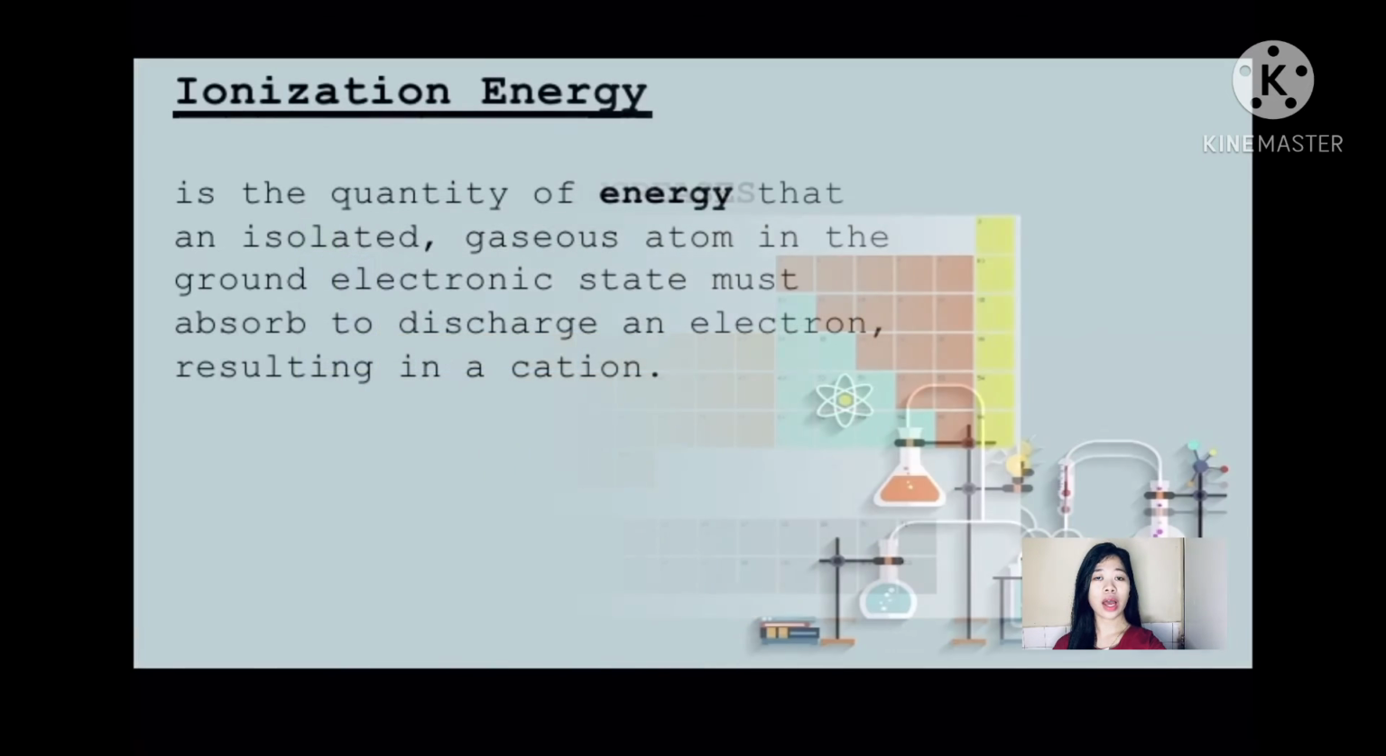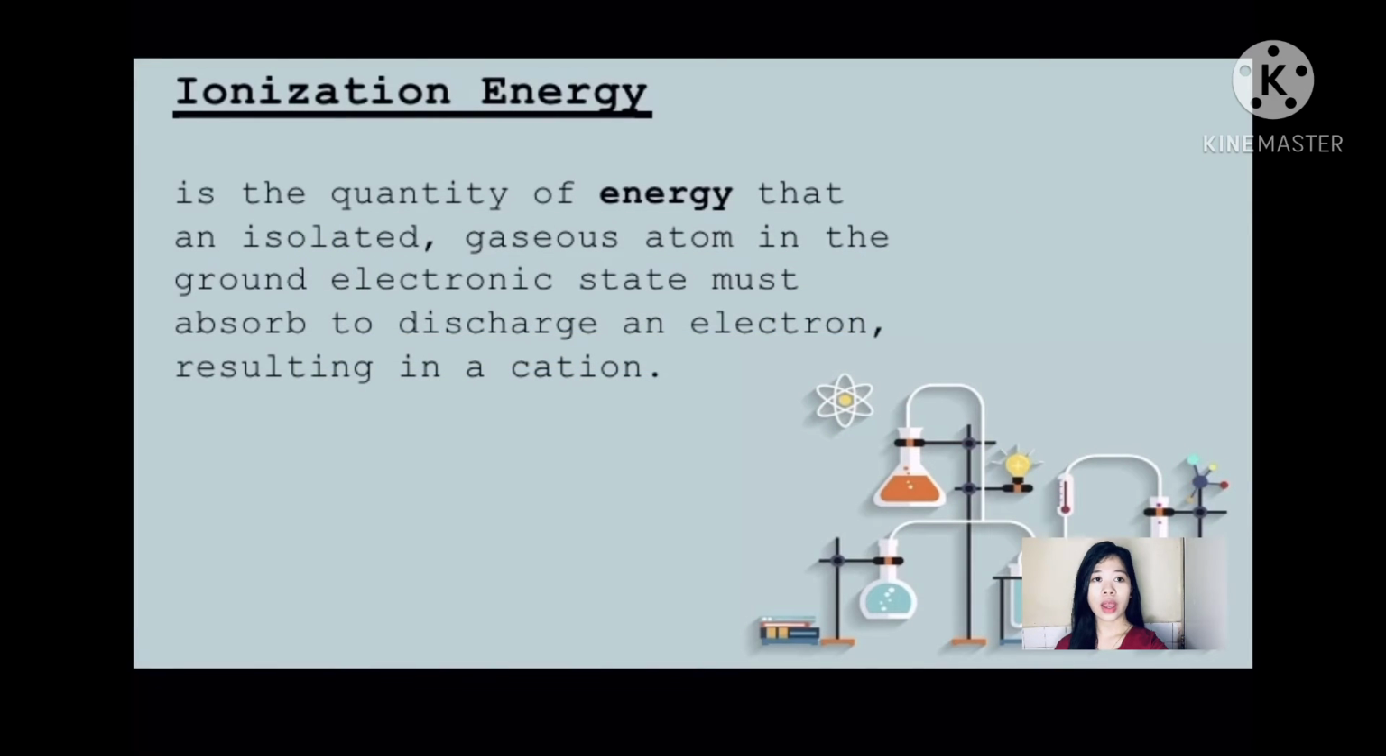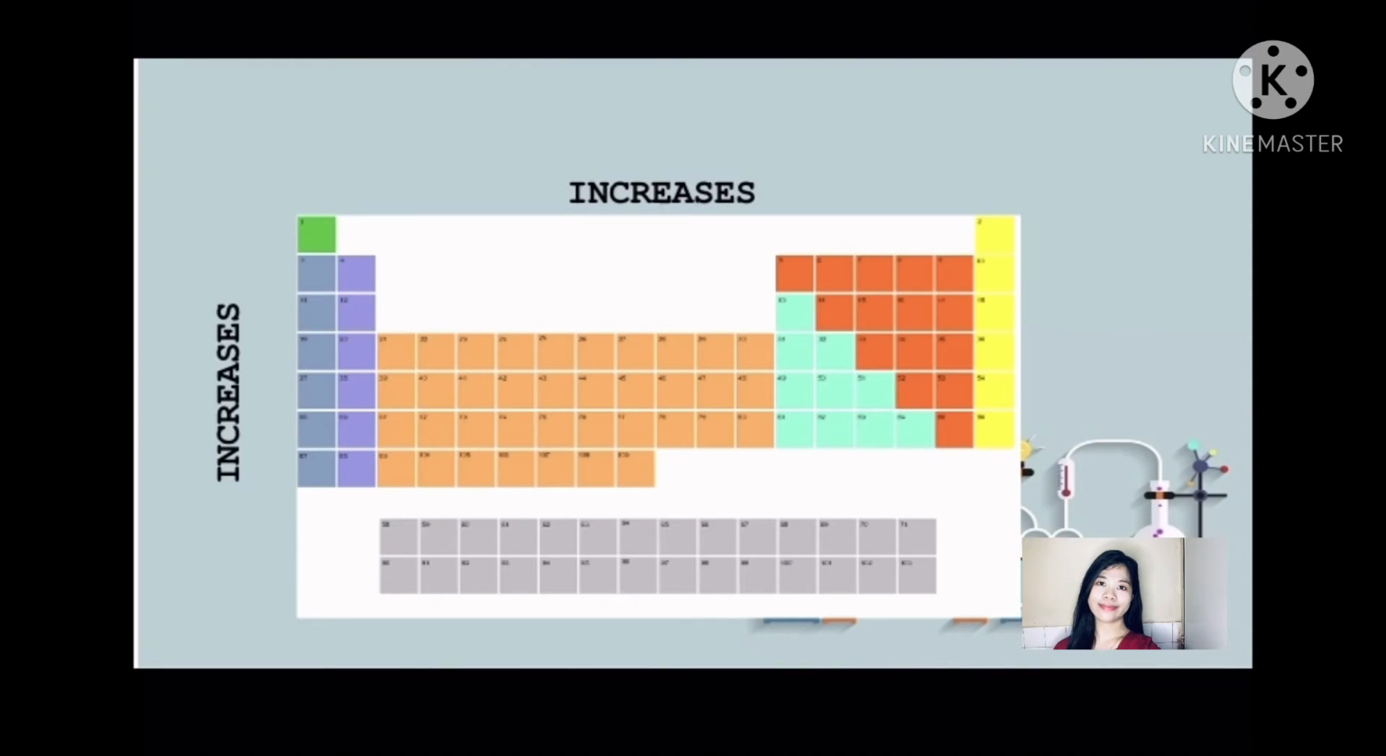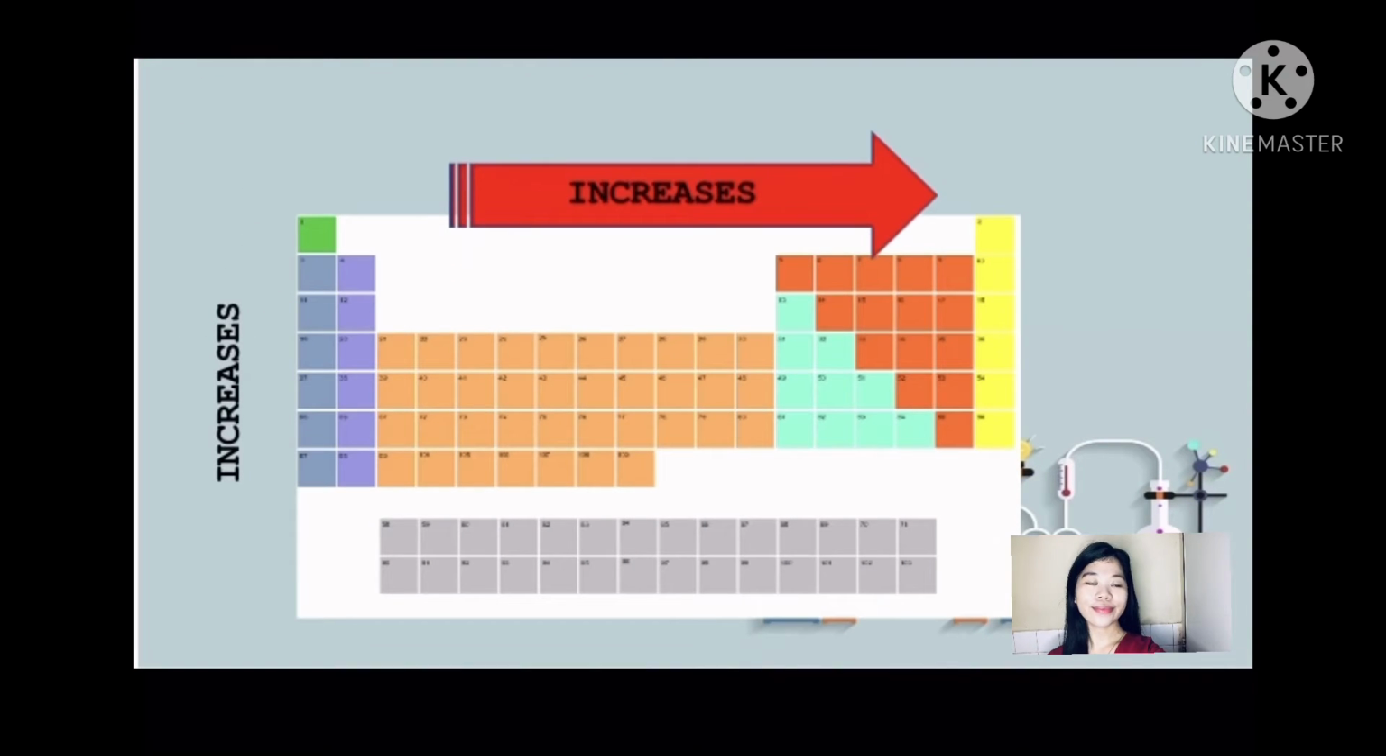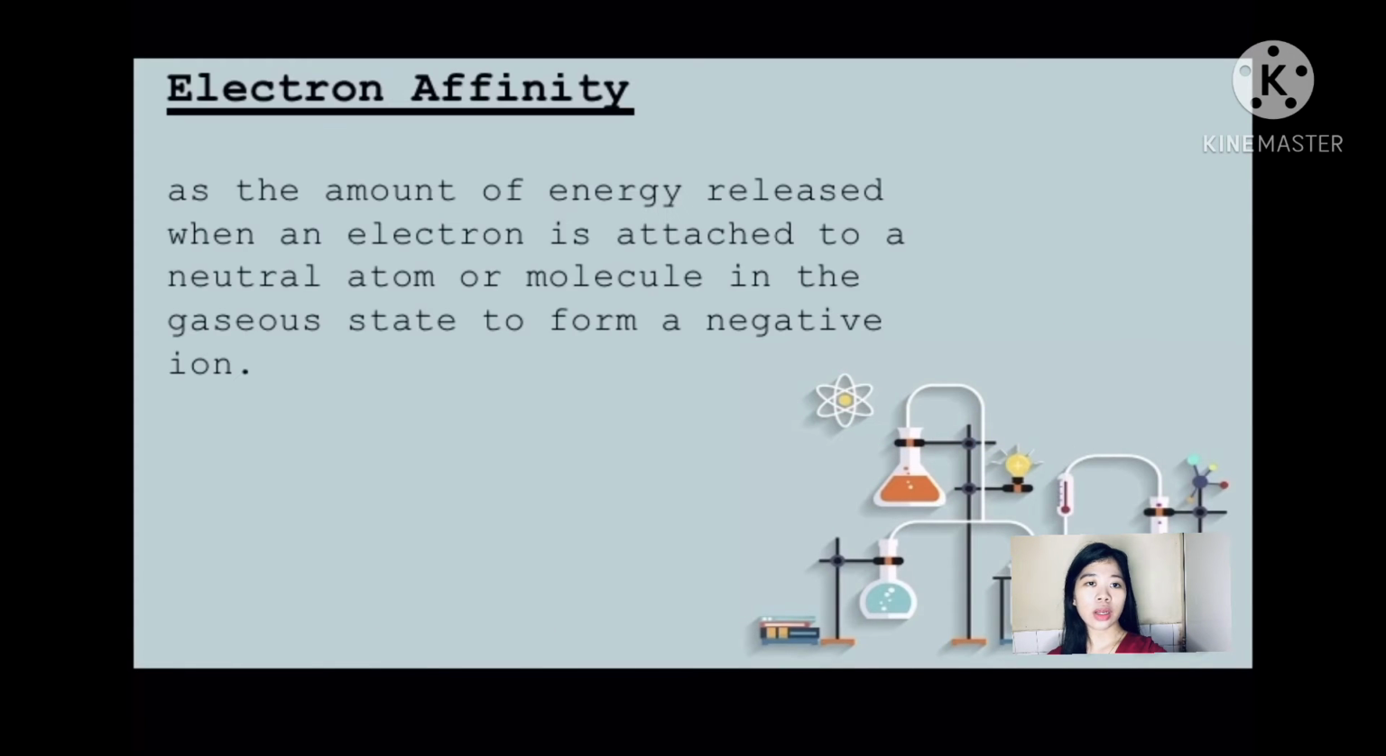Let's proceed to the ionization energy. Ionization energy is the quantity of energy needed to remove an electron from an isolated atom, resulting in a cation. Ionization energy increases as elements go up and to the right in the periodic table.